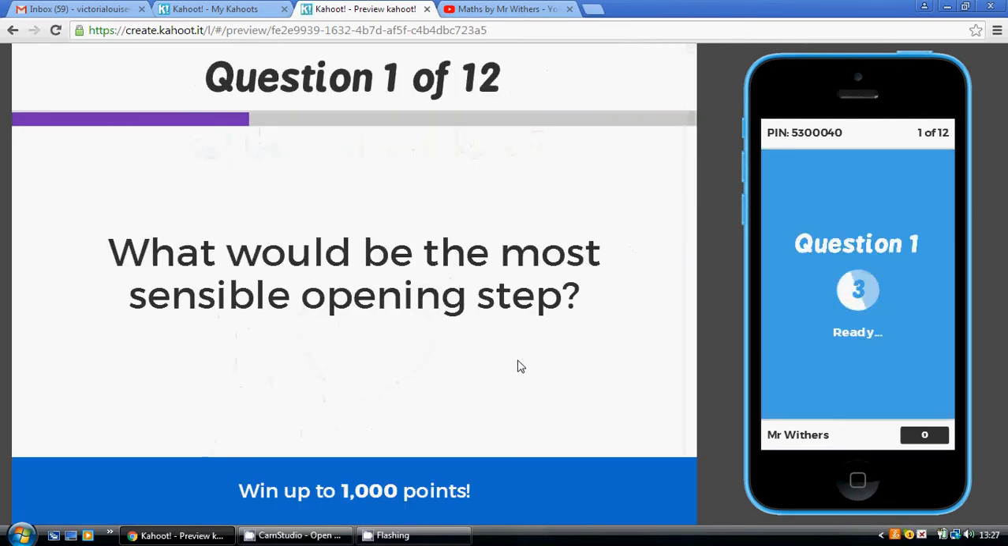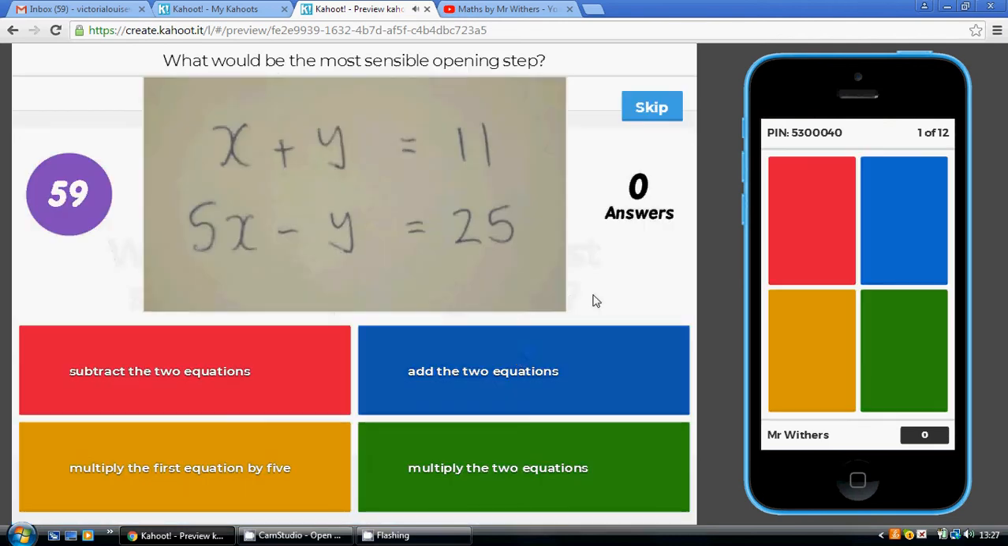So we're being asked what would be the most sensible opening step for this question. We've got a plus y on the top equation and a minus y on the bottom equation. On this occasion we're focusing in on the y's as they've got the same numerical value, basically 1y here and 1y here. They have got a different sign, so in order to eliminate them we need to add the two equations together, because a plus y gathered together with a minus y cancels out. So the sensible opening step would be to add the two equations.